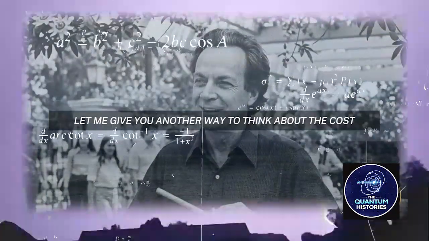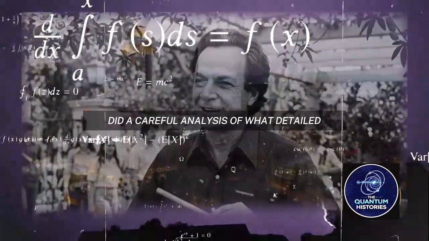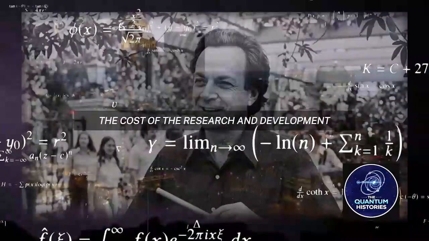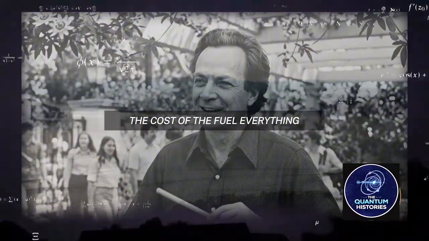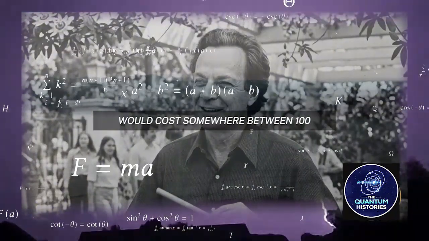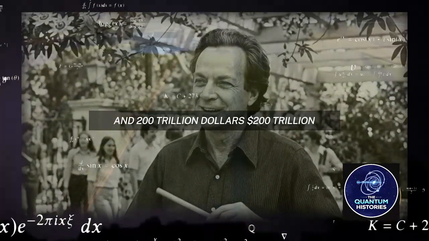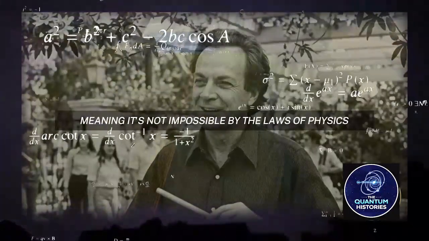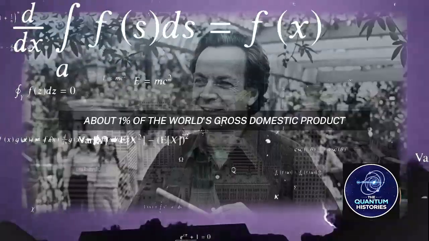Let me give you another way to think about the cost. An engineer named Andreas Hein did a careful analysis of what Daedalus-type missions would actually cost. He took into account the cost of the research and development, the cost of manufacturing the spacecraft, the cost of the fuel, everything. His conclusion? A Daedalus-style mission would cost somewhere between $100 and $200 trillion. $200 trillion. He said that would be economically feasible, meaning it's not impossible by the laws of physics, when it represents about 1% of the world's gross domestic product.